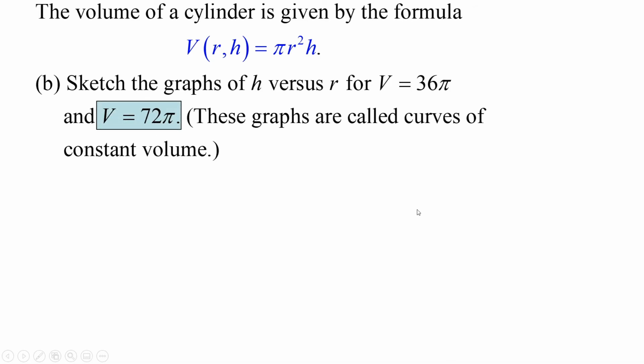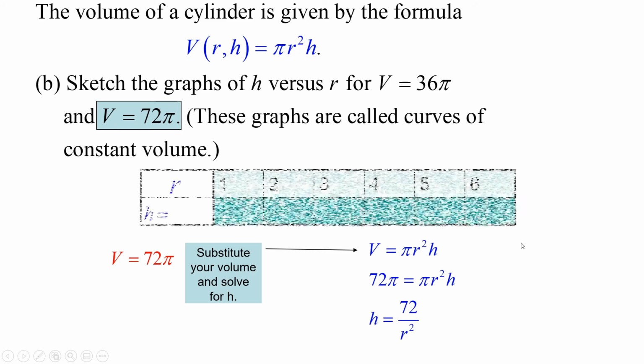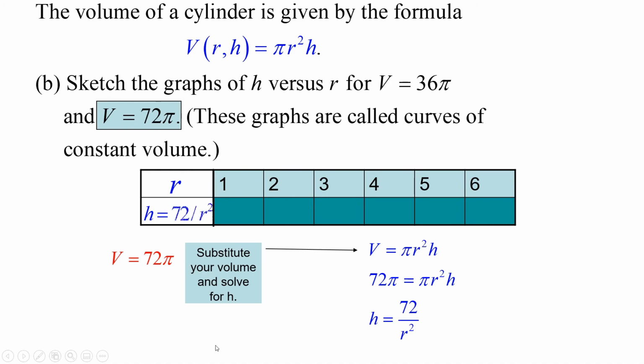Okay, so now my volume is 72 pi. So 72 pi has to equal pi r squared times H. And if I solve that for H, I cancel the pi's. And I see H equals 72 divided by the radius squared. Let's do our table. Okay, so 72 divided by 1 is 72.